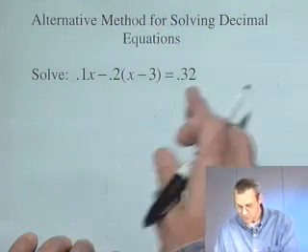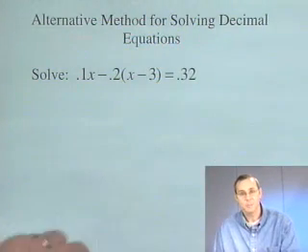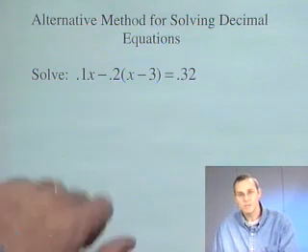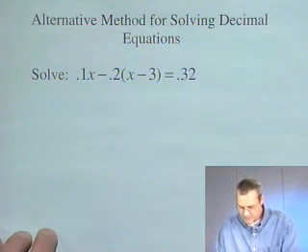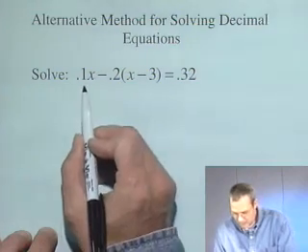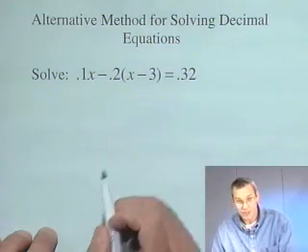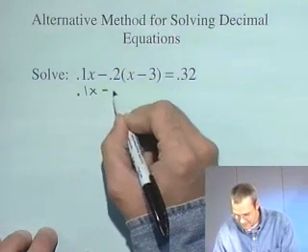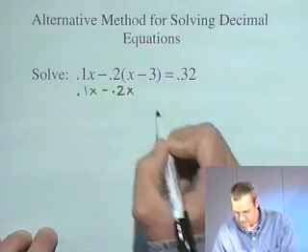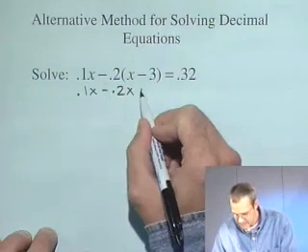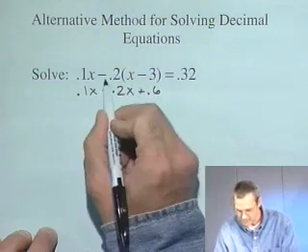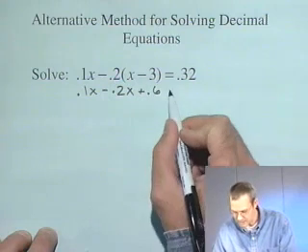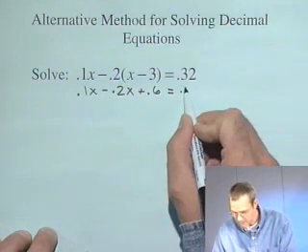I'm going to show you how to do this equation without having to multiply by 100. I highly recommend that you have a calculator handy when you do it this way. Okay, so let's go ahead and distribute this negative 0.2. So we get 0.1x minus 0.2x, and then plus 0.6. Remember, negative 0.2 times a negative 0.3 is a positive 0.6, equals 0.32.